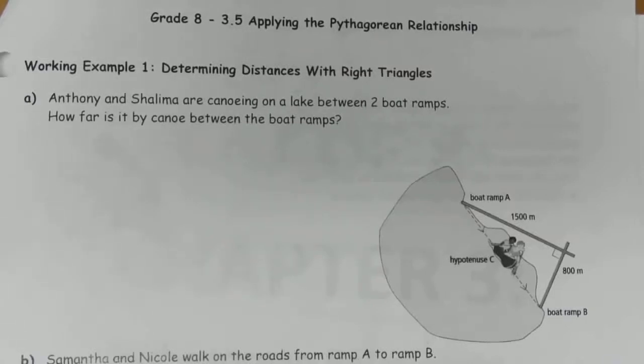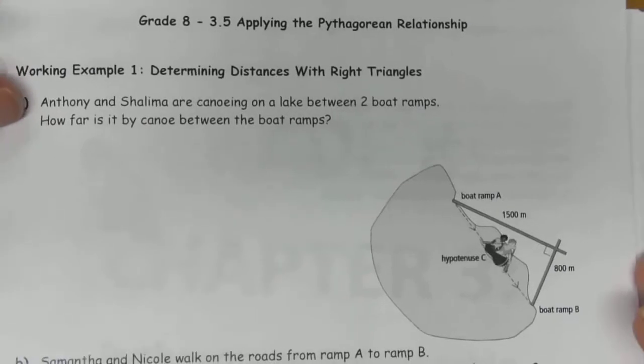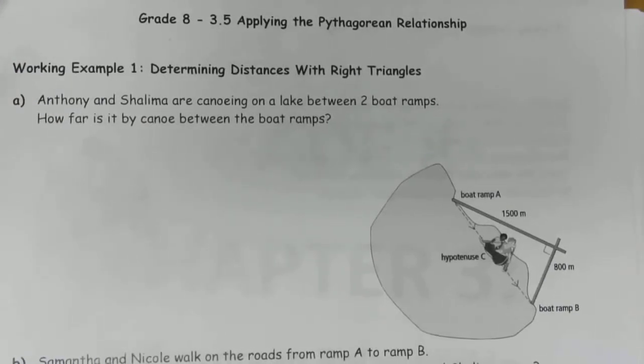Section 3.5, applying the Pythagorean relationship. Working example number 1, determining distances with right triangles. Anthony and Shalima are canoeing on a lake between two boat ramps. How far is it by canoe between the boat ramps?